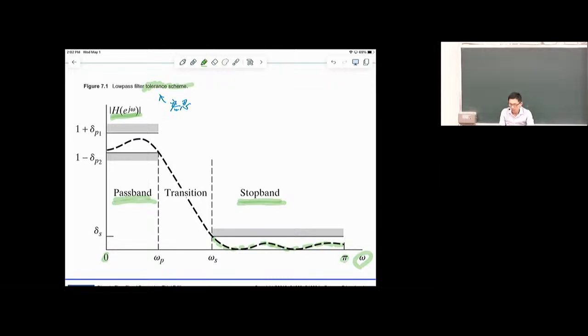Okay, but in between passband and stop band, please remember that there is the transition. Sometimes we also call it the transition band. In between passband and stop band, there is a region that serves as a buffer, where we allow the magnitude to drop gracefully, elegantly, from passband to stop band.